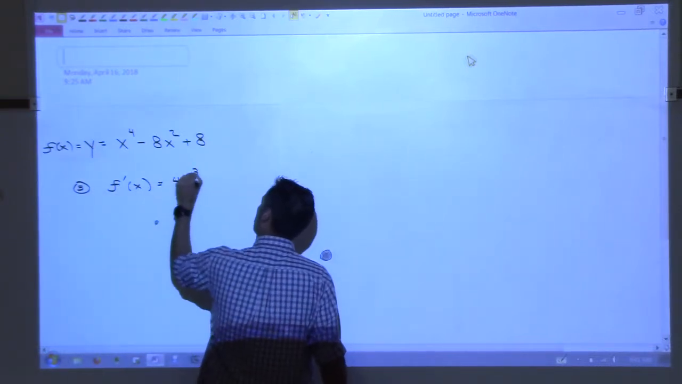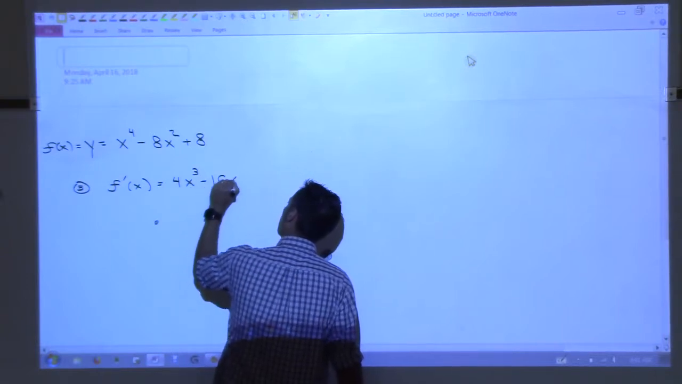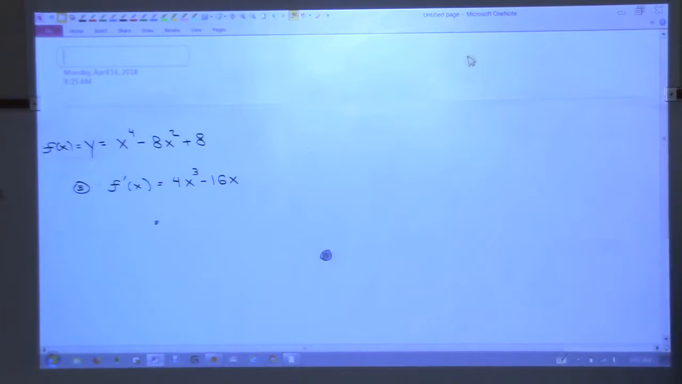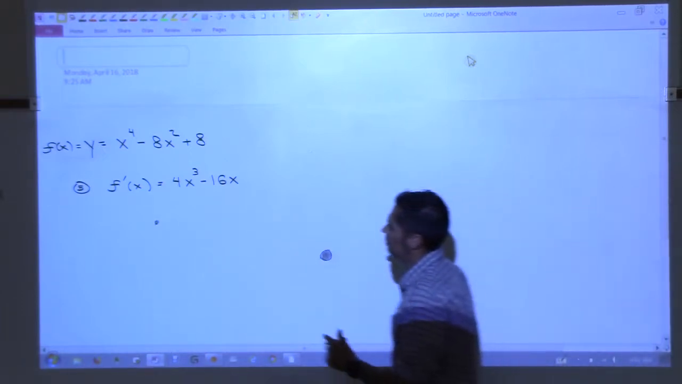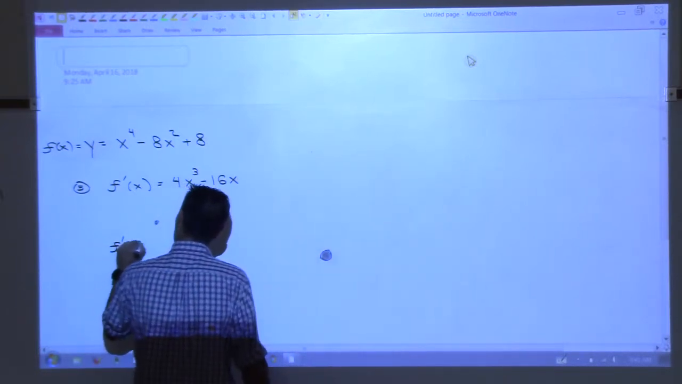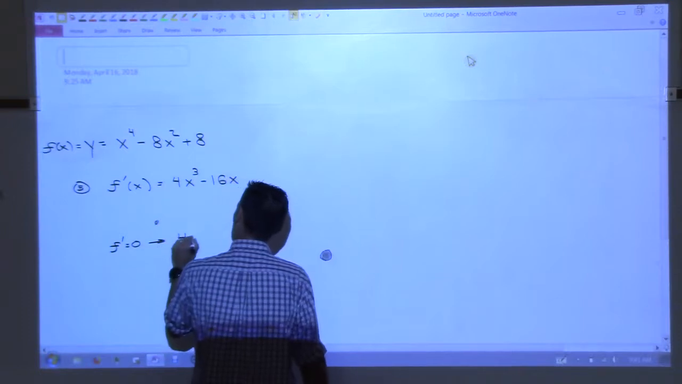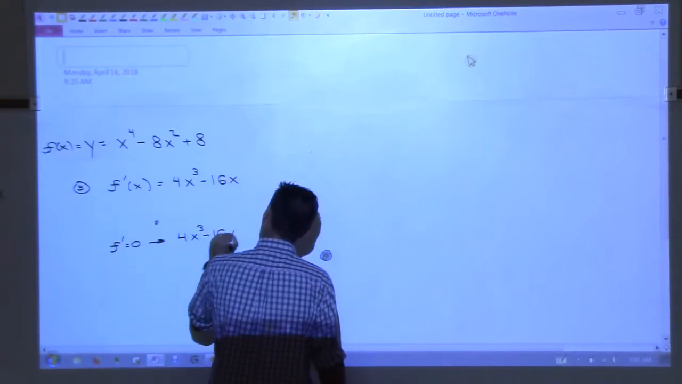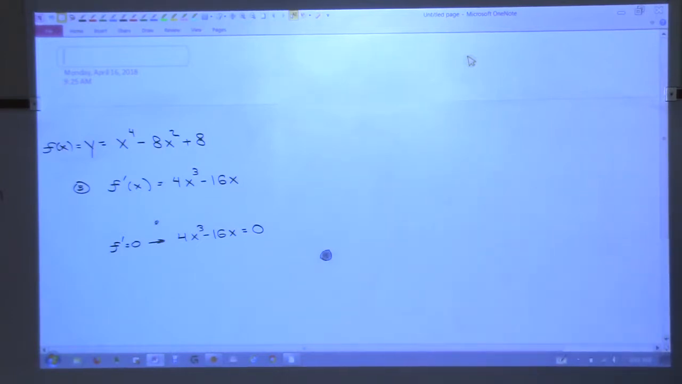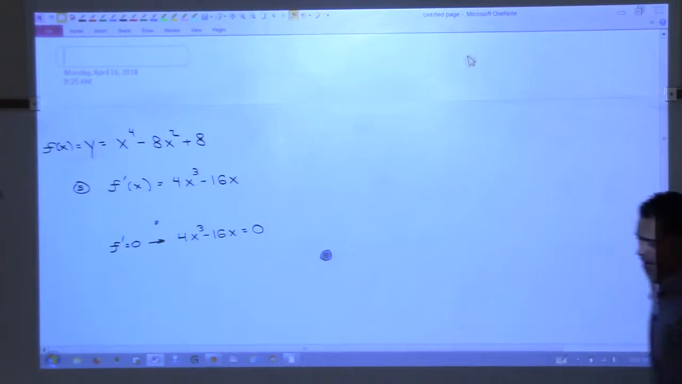4x to the 3rd minus 16x. That's our derivative, and we will do what with this? Set it to 0. So if I set that equal to 0, we get 4x cubed minus 16x equals 0. And how would you solve that? Take out a 4x.